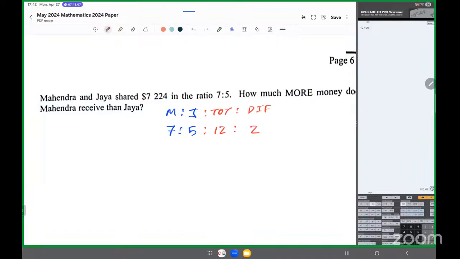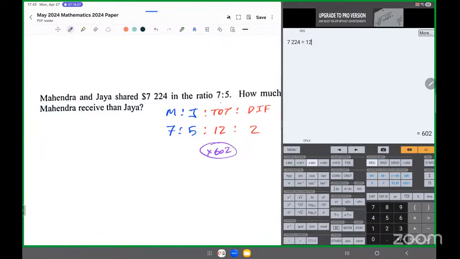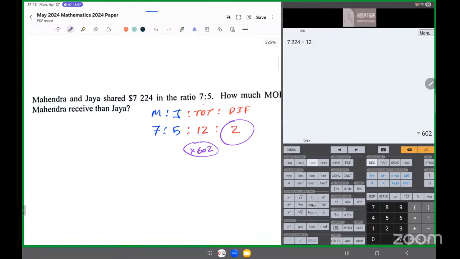Right? And if you want to see what the actual numbers are, you want the total column to come under here, the total figure. So you could decide what number do I multiply this by to show me the actual total. You can know that number by dividing 7224 by 12. 7224 divided by 12. That number is 602. So if I multiply this ratio by 602, I will know the difference.